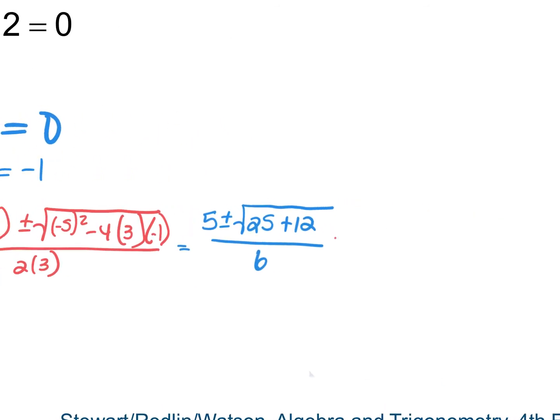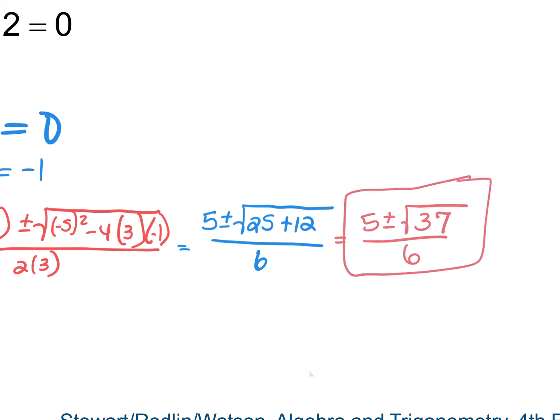Okay, scoot a little bit over. I have 5 plus or minus. What is 25 plus 12? 37. Divided by 6. Can I break the square root of 37 down? So that's it. Those are my 2 answers. Those are 2 roots. X equals 5 plus the square root of 37 over 6, and 5 minus the square root of 37 over 6.